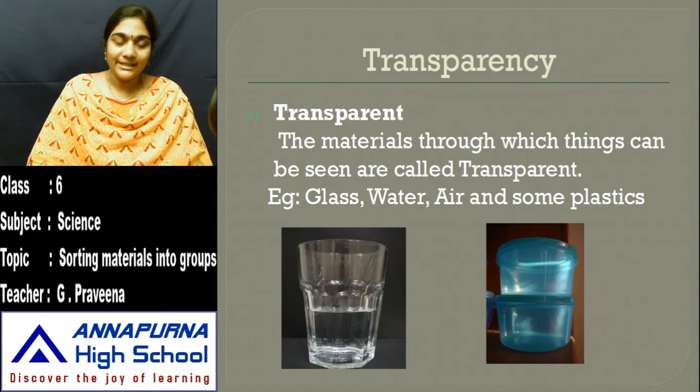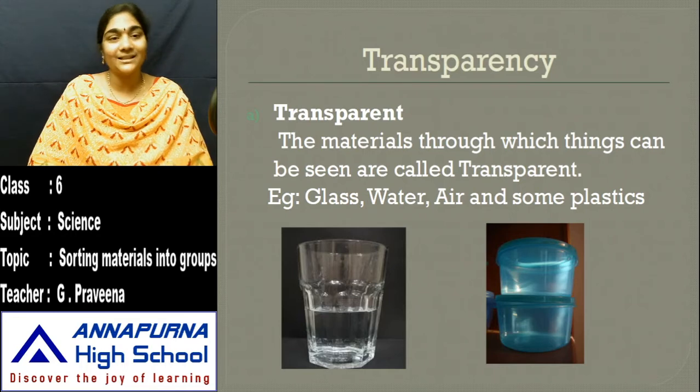And these objects allow light to pass through them. Just take a torchlight and try to pass that beam of light through the material that you wanted to test. If that light travels through them, the material allows light to pass through. Materials that allow light to pass through them are called transparent objects.